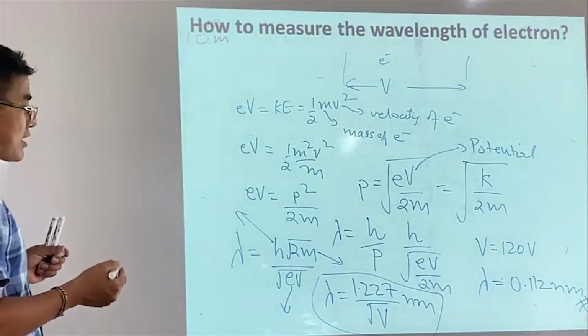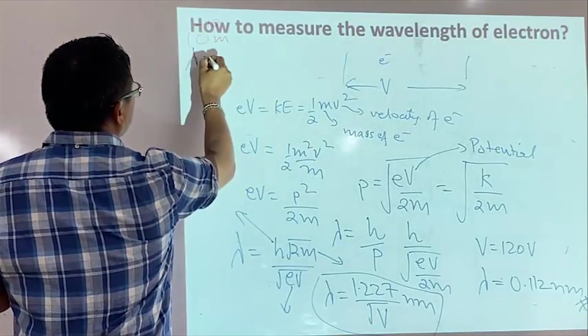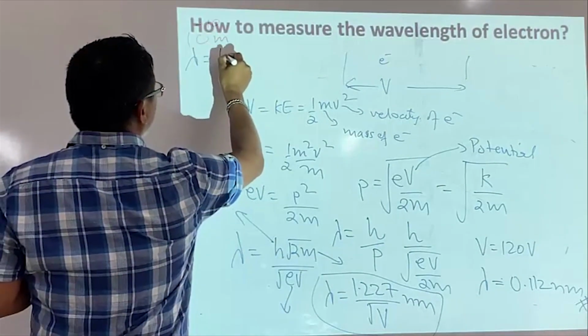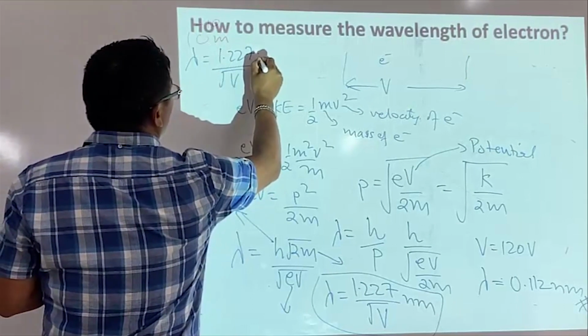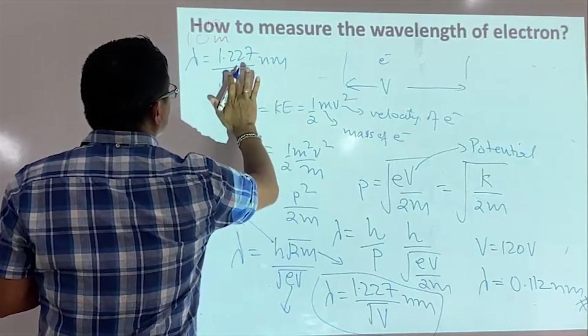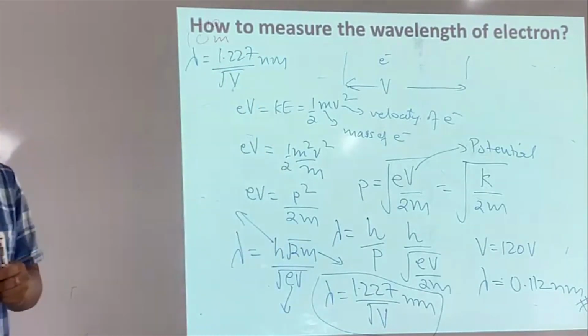So how to measure the wavelength of electrons is very simple. It is 1.227 divided by root V nanometers, where V is the potential.